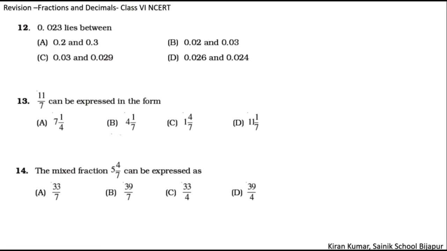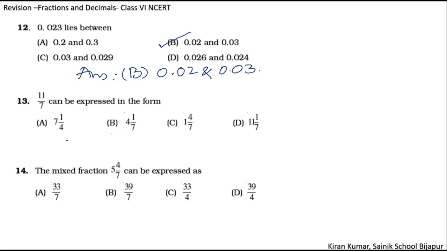Question number 12. 0.023 lies between. You observe all the options here, you will get to know that it lies between 0.02 and 0.03. This is by mere observation. 0.023 is the next number after 0.021 and 0.022, and it is less than 0.03. So the right answer for the question is option B, 0.02 and 0.03.